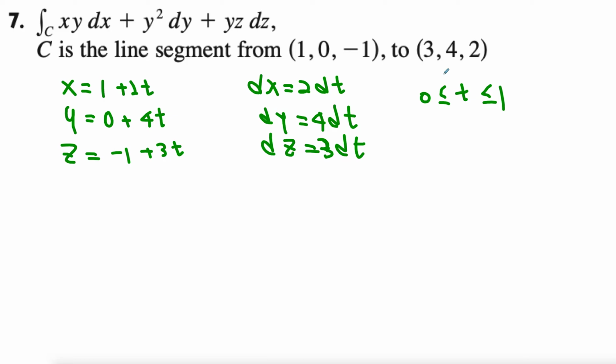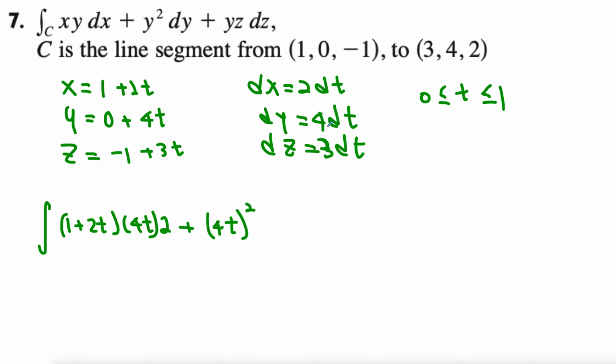Now, all we have to do is put everything together. Then our expression becomes x times y, so I'm going to multiply these two: 1 plus 2t times 4t. But the x contains a factor of 2, so I'm going to multiply that by 2. Plus y is 4t squared.